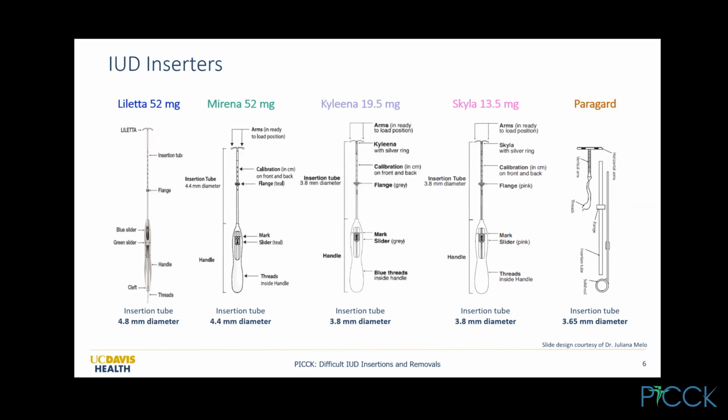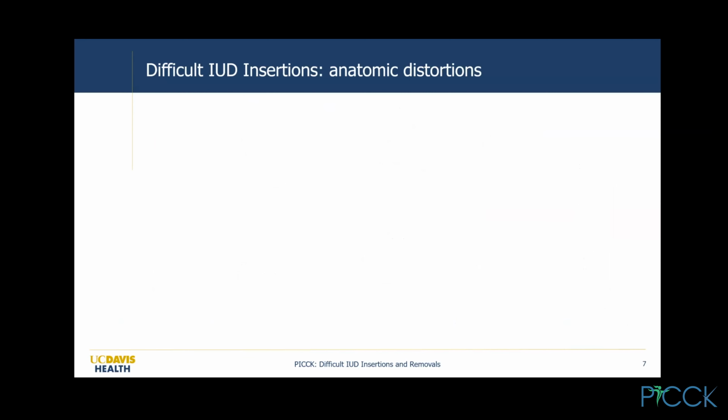One way to think about it is just to figure out what kind of tools we're dealing with. These are the 5 IUDs that are currently on the market here in the United States and the size of their IUD inserters. They range from almost 5 millimeters for the Aletta IUD at 4.8 millimeters down to 3.65 millimeters for the non-hormonal or copper Paragard IUD. I ask you to keep this in mind as we talk about how we get these IUDs placed. So what about anatomic distortions?